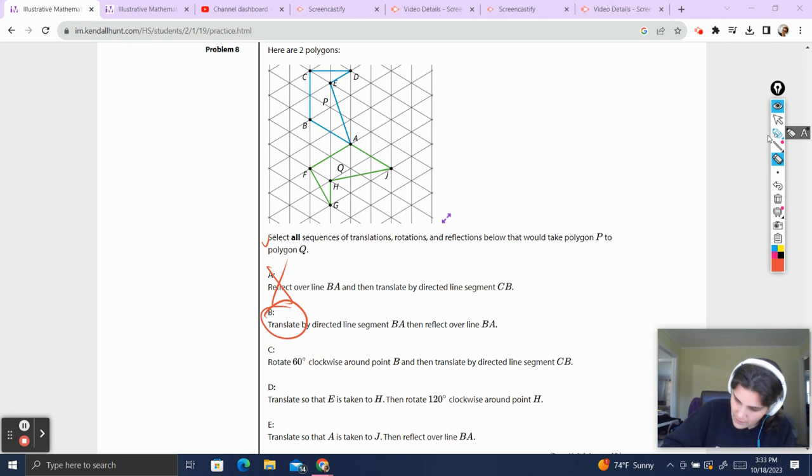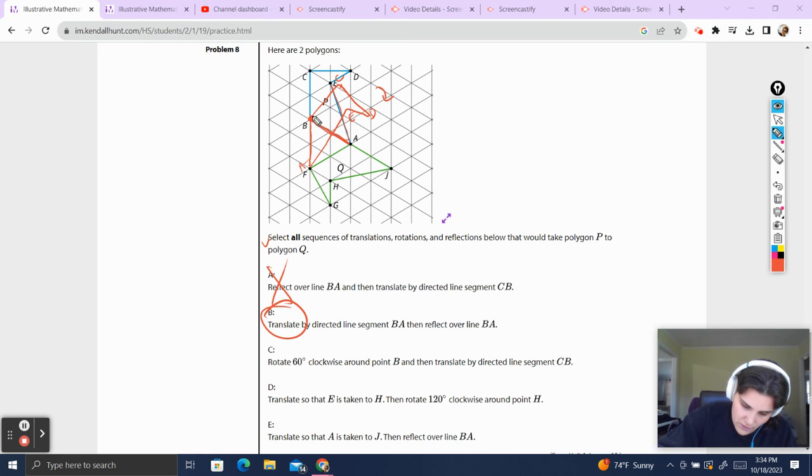C. Rotate 60 degrees clockwise around point B. So here's point B. Remember, I always say we're going to rotate that direction. I like to think of one segment. So this segment is going to come down over there when we're rotating around point B, and it's going to drag the rest of them with it. So this segment goes down like this, and something along the lines of that. Always label our points. So this would be A. This would be C. E goes over here, and D goes over there. And that's an estimate. And then translate by directed line segment CB.